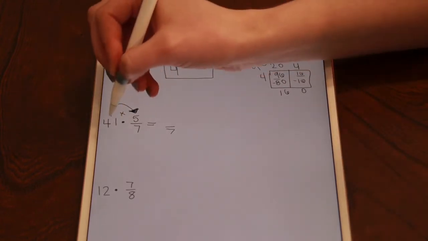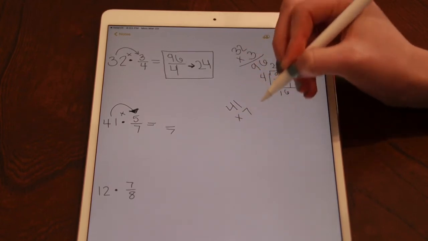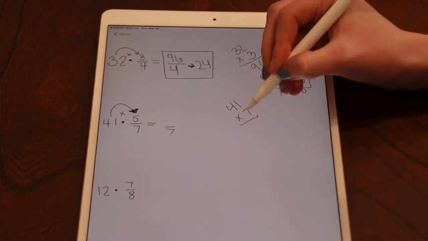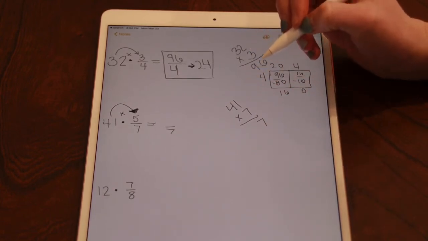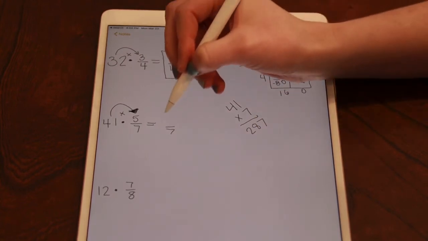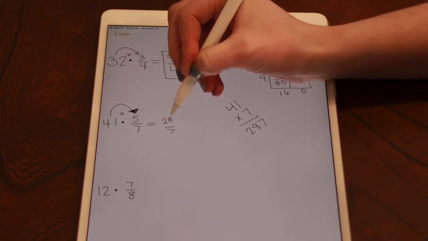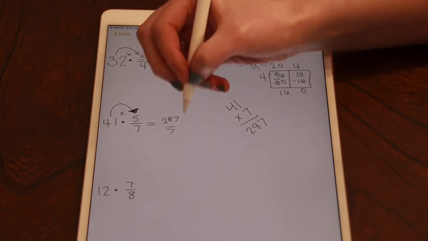Okay, so I come over here because I don't know this off the top of my head, and I'm going to multiply. So I have 7 times 1 gives me 7. 4 times 7 gives me 28. So I have 287 sevenths. Wow, that's a really big number. Can I leave it as an improper fraction? All of you should be screaming at me, "No, Mrs. Anderson, we have to change it to a mixed number."